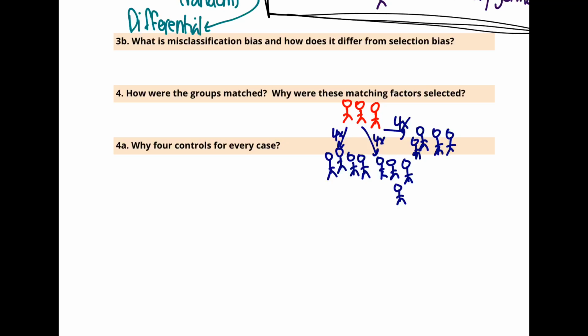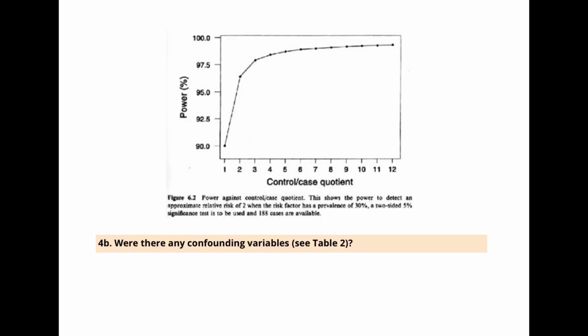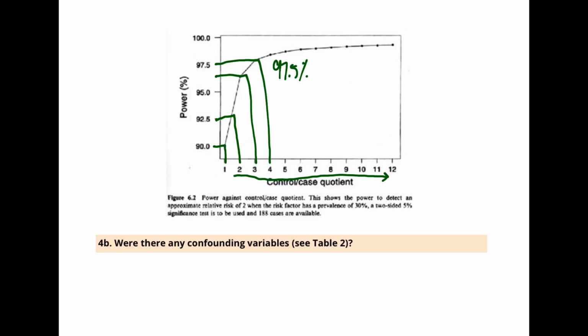So the next question is, why 4 controls for every case? And let's go to the next page, and you can see here that we talk about the case control quotient, and power. So it looks like the more controls we have per case, the more power we have. So if we had 1-to-1, we might have 90% power. If we had 2-to-1, we'd have like 92.5. 3-to-1 looks like 96, and then 4-to-1 maybe got us to 97.5% power. So the reason we do this is to increase power.